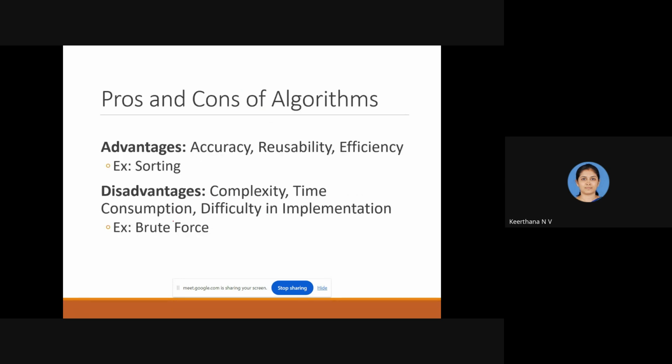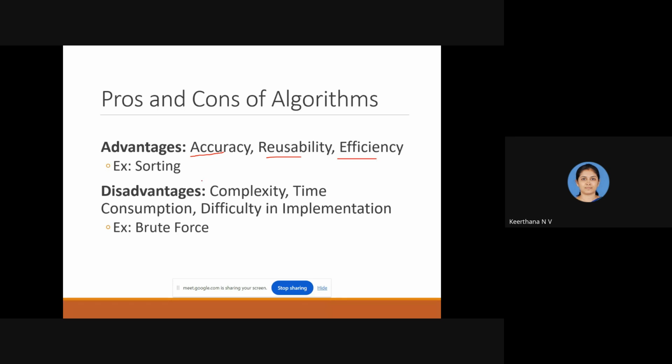What are the advantages and disadvantages of an algorithm? Advantages means the algorithm is very accurate, you can reuse the algorithm wherever it is necessary, and it works in an efficient manner. Why? Because it will reduce the time of a programmer.